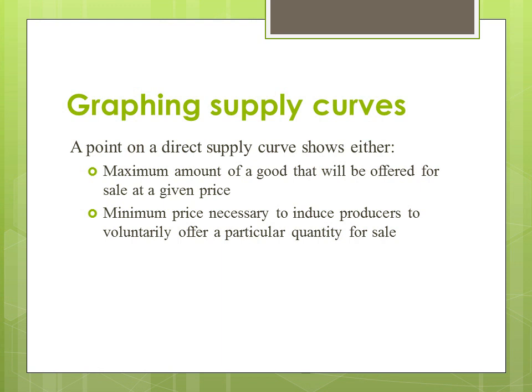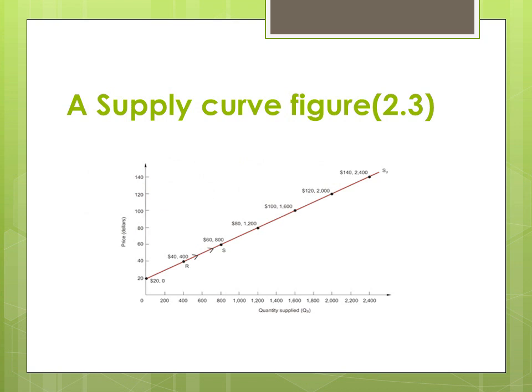A point on a direct supply curve shows either the maximum amount of a good that will be offered for sale at a given price, that is the definition of supply, or the minimum price necessary to induce a producer to voluntarily offer a particular quantity for sale. Look at this figure. This figure shows the positive relationship between price and quantity supplied. So on the vertical axis we are taking price, and on the horizontal axis we are taking quantity supplied.